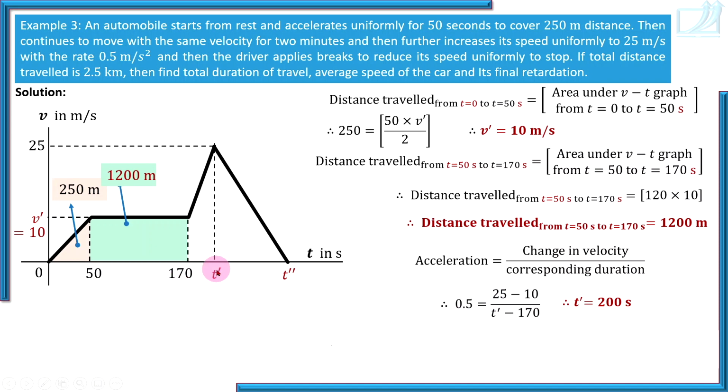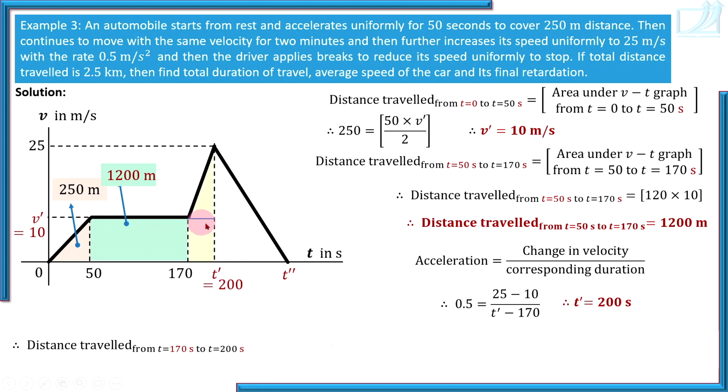And what is the duration? T dash minus 170. Only this time duration you are selecting. Final time minus initial time. So T dash minus 170. So we got T dash as 200. Now let's find the distance traveled in this duration, 170 to 200. So distance traveled from t equal to 170 seconds to t equal to 200 seconds.